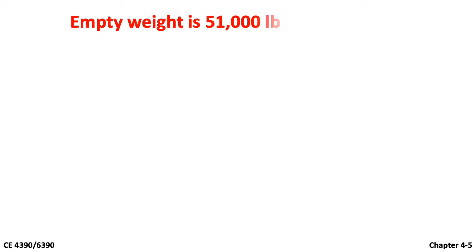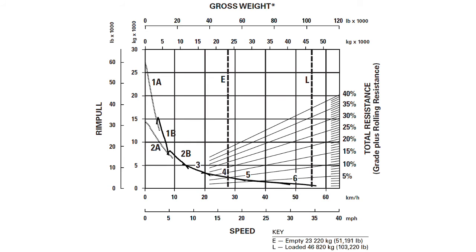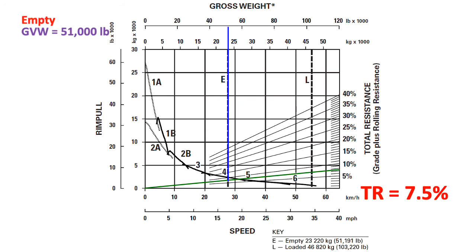So during return, the truck is empty, so the total weight is 51,000 pounds. So this is given in the problem statement. So now let's use the performance chart to find the maximum speed for return. So we got resistance of 7.5% and the empty weight of 51,000 pounds during return. So the maximum speed is going to be 21 miles per hour.